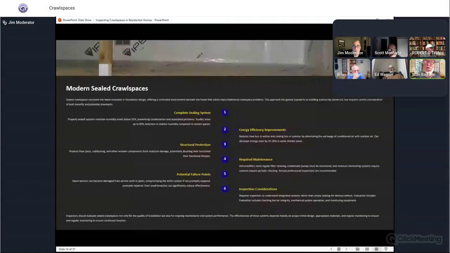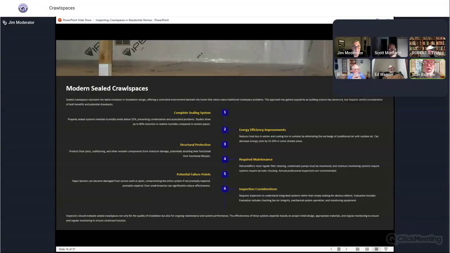Energy efficiency improvements. If we control that crawl space air and humidity, then it's going to make the air quality in the house much better. Reduced heat loss in winter and cooling loss in summer by eliminating the exchange of conditioned air with outdoor air. Can decrease energy costs by 15 to 20% in some climate zones. Structural protection protects floor joists, subflooring, and other wooden components from moisture damage, potentially doubling their function and lifespan.